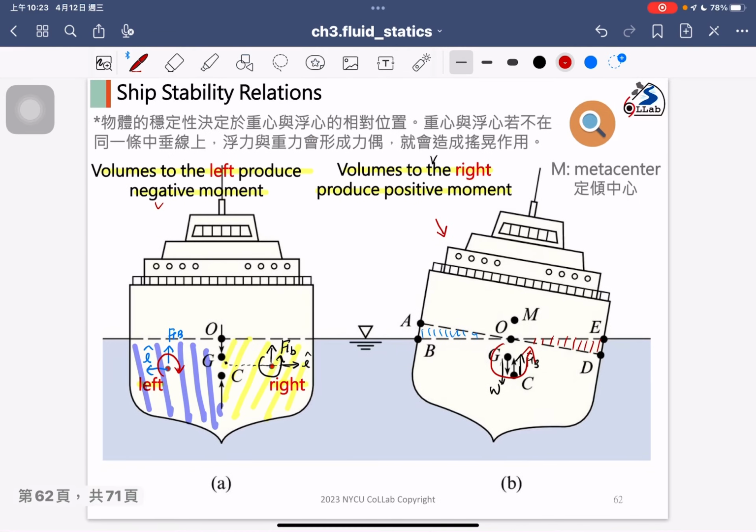Okay, and then one very important point in here, I call that the M. What is the M? In here, we call that the metacenter. So not only the C and G points are important, we still have an additional point, we call that the metacenter, M. So in the following slides, I will go into detail to introduce how we can determine the M point, and how we can apply the M point to predict the stability problem of the body.